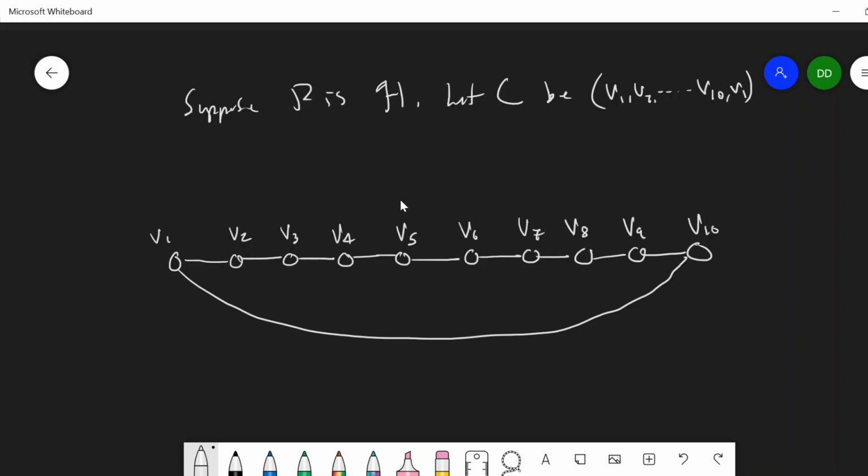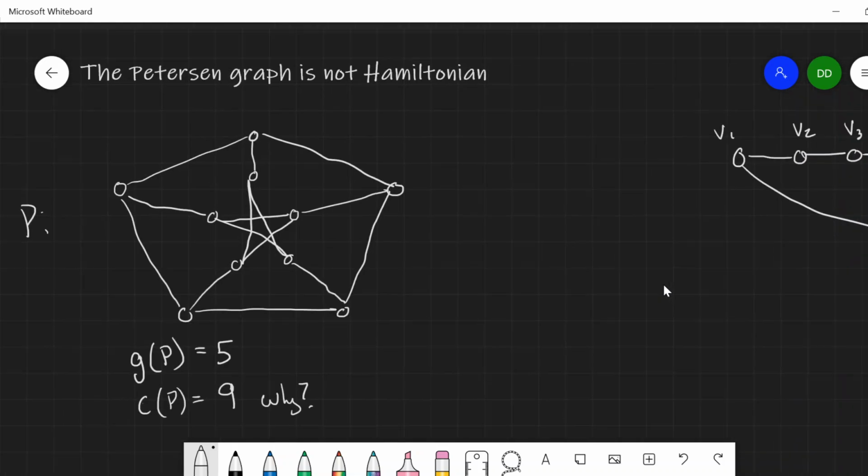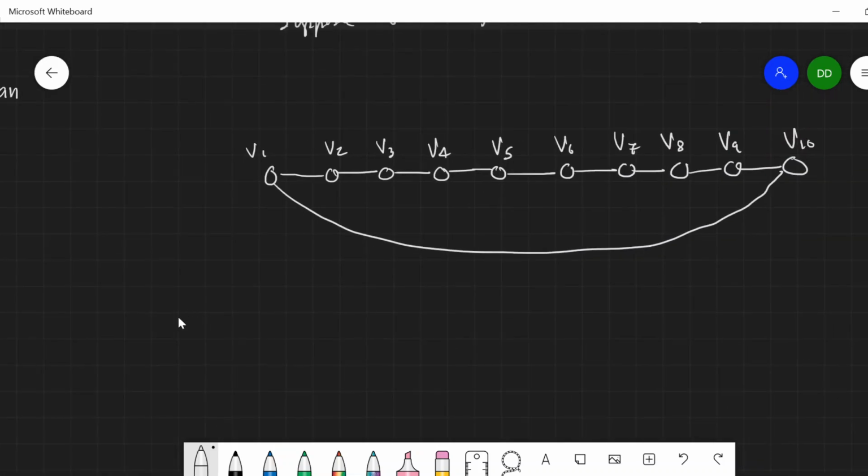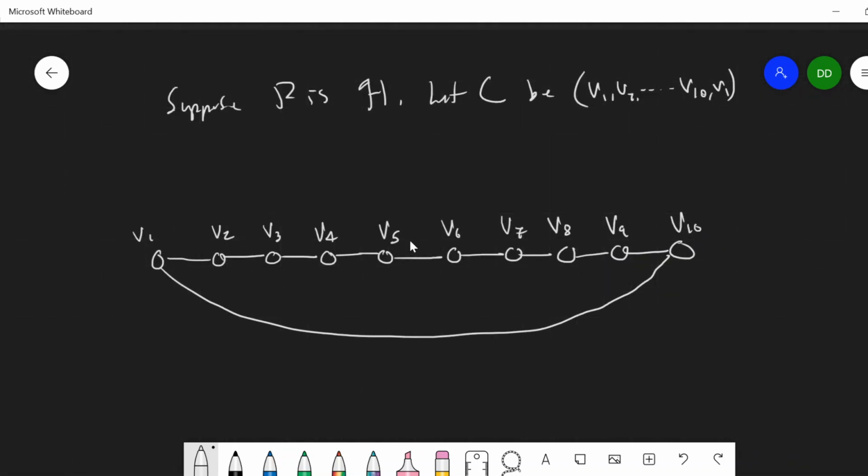So this is why I didn't label the original Petersen graph here, because I don't want any confusion. I'm not saying any of these vertices are any particular vertex over there. I'm just giving myself a Hamiltonian cycle of the Petersen graph. And then I'm going to show that we arrive at some sort of contradiction.